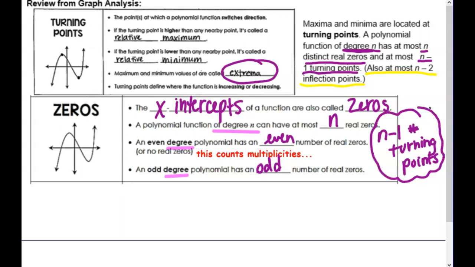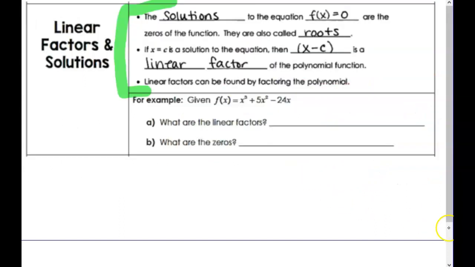So if it's a degree 5, the most turning points it can have is 4. That didn't work so well. I held up 4 fingers. Degree 5, maximum number of turning points is 4. So degree 7, maximum number of turning points possible is 6. Everybody okay? And there'd be even one less maximum number of inflection points, but we're not going to spend a lot of time on that.